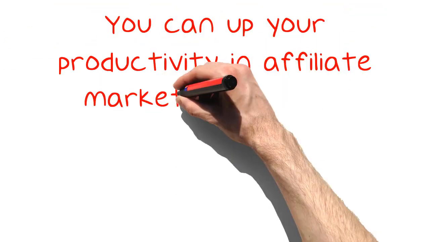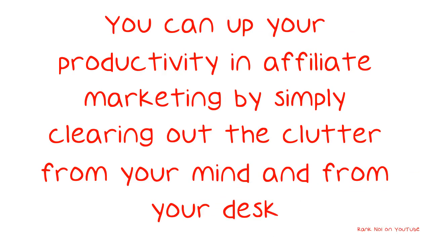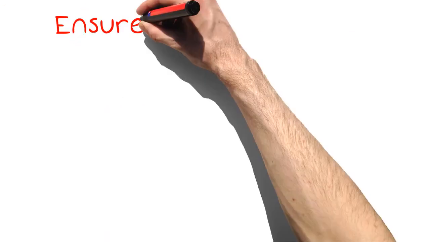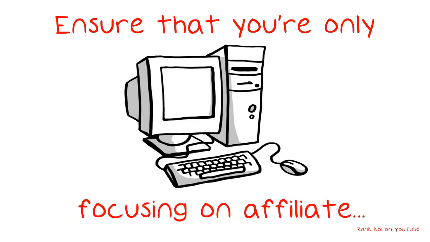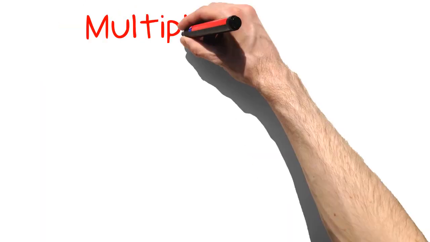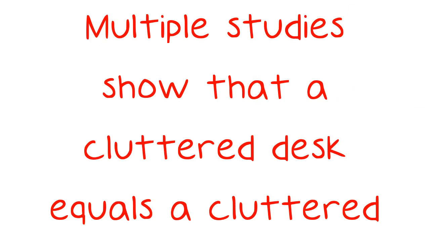You can up your productivity in affiliate marketing by simply clearing out the clutter from your mind and from your desk. Ensure that you're only focusing on affiliate marketing by making sure your desktop is free and clean, and also tidy up a bit in your immediate line of sight. Multiple studies show that a cluttered desk equals a cluttered mind.